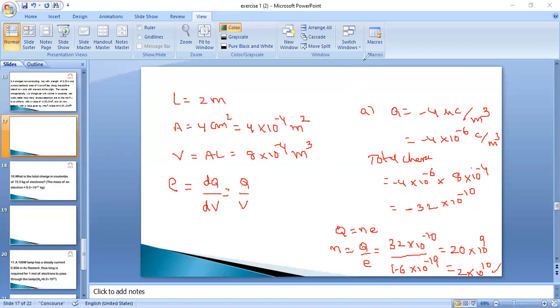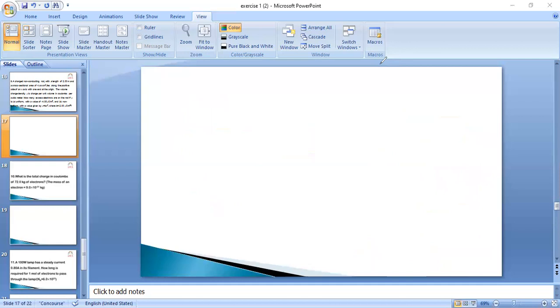Second question in the same question. So the second part of the question is, the distribution is non-uniform, and density is not uniform. The density is given as b into x square. In that particular density, they are asking us to calculate again the excess number of electrons.